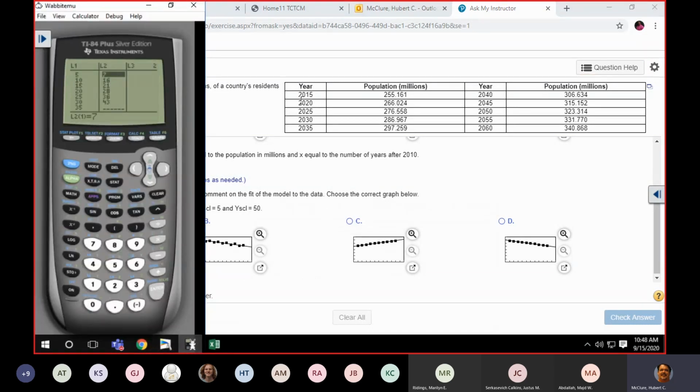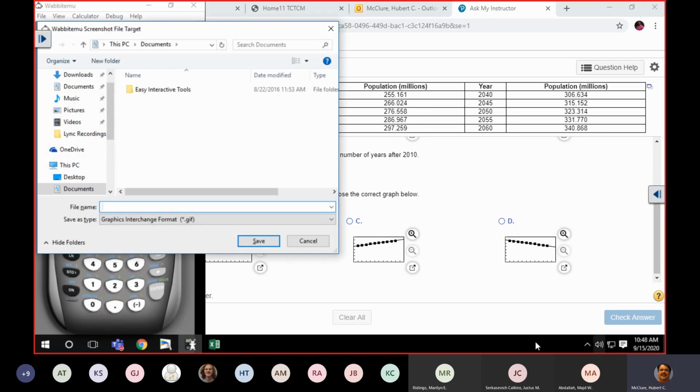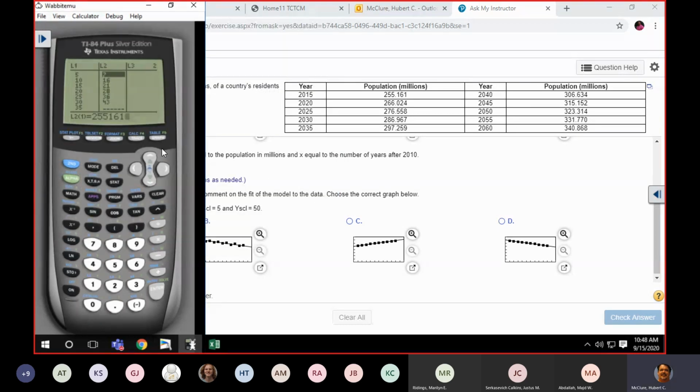All right, 2015, that's 5 years, 255.161. God, this is so annoying. Don't use the calculator. I'm using the keyboard screen and that don't work. I have to use the calculator. 0.161. Enter. This may take a minute.